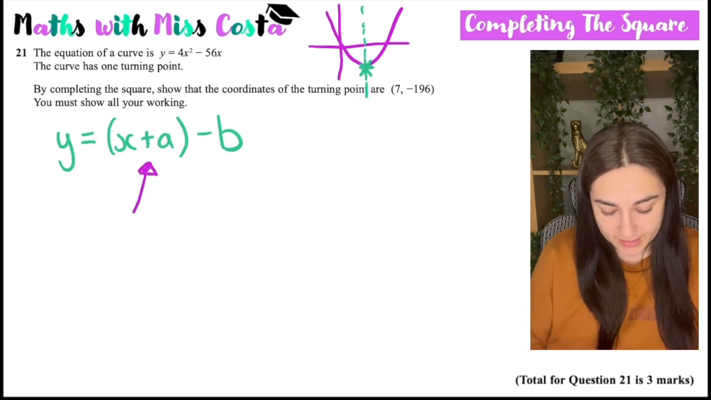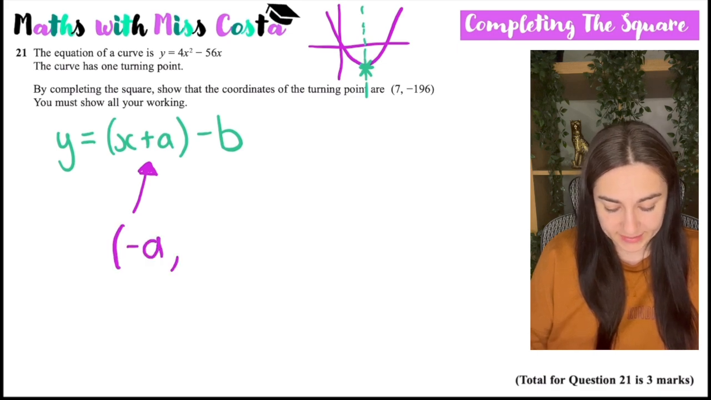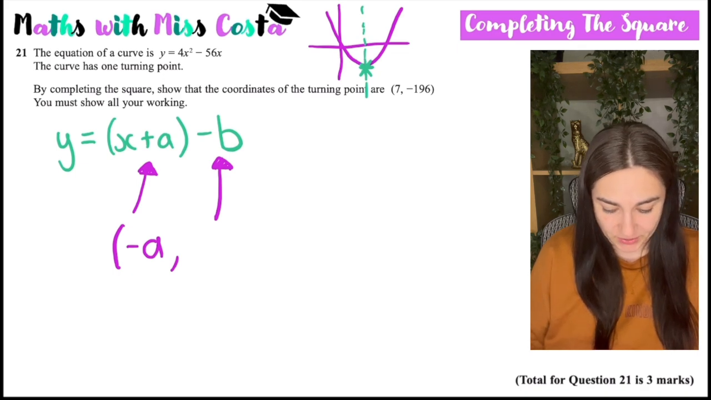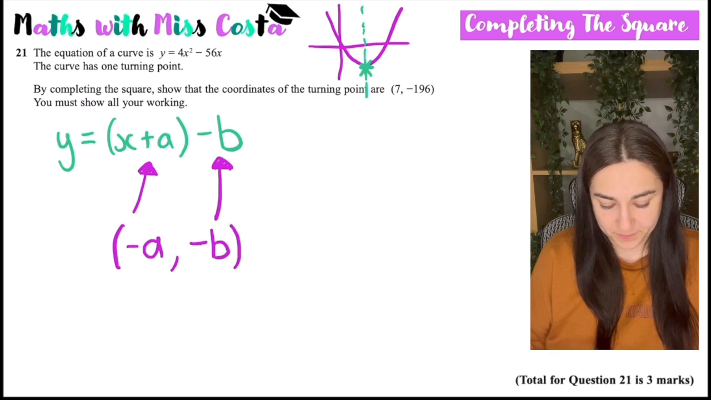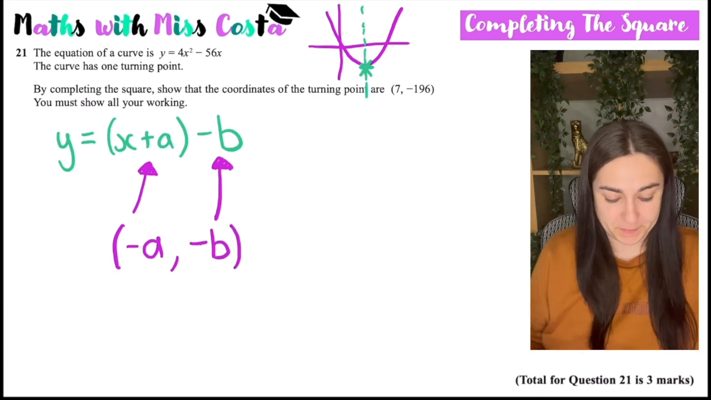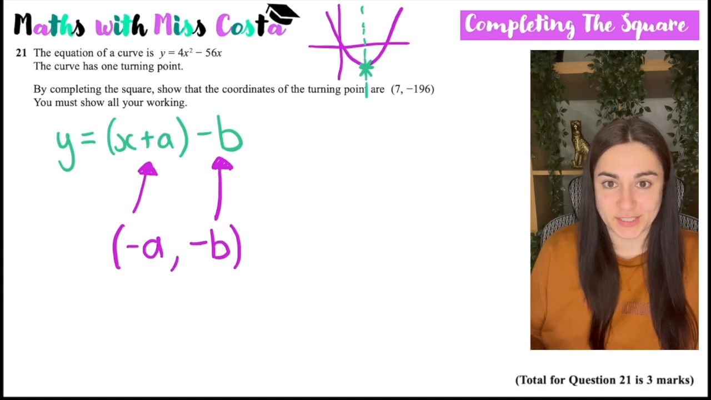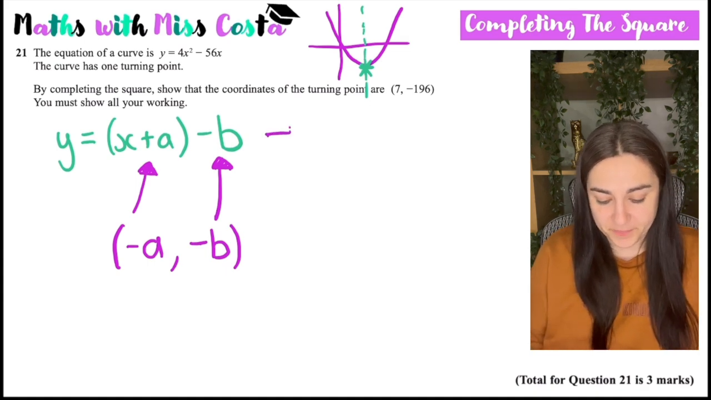Now the turning point is always going to be the inverse of whatever is in the bracket. So the x coordinate is going to be the inverse of this, and the y coordinate is always going to be whatever the constant is. So over here, that would be, in this case, minus b. If it was a plus b, it would be plus b. But this will make a lot more sense once we've actually completed the square and we can show it. But this is the completed the square form.